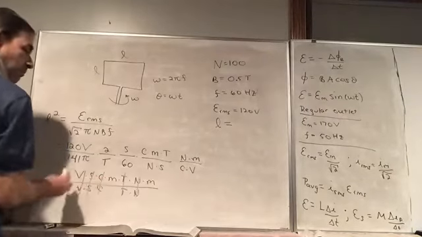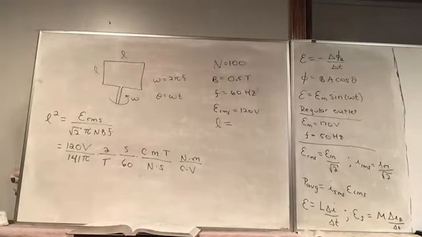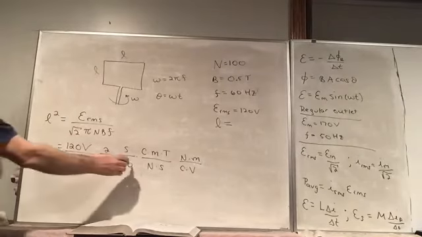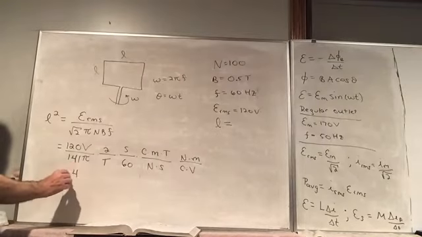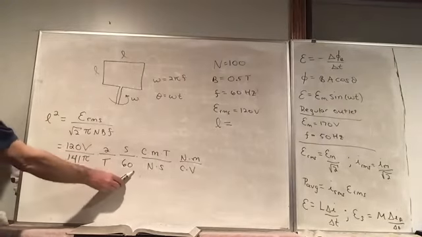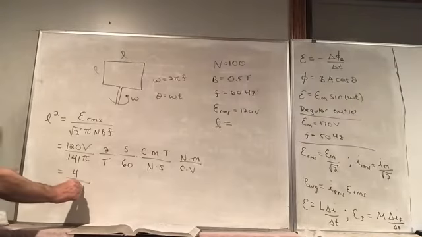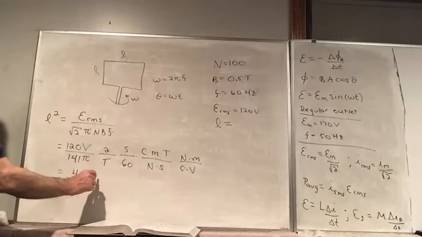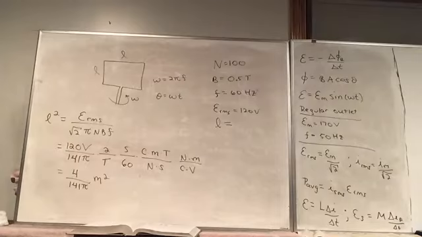Let's look at the number then. We have 240 over 60, that would be 4. So 120 times 2 over 60. So 4 over 141 pi. So we're going to get a very small number here. Makes me wonder if I'm doing something wrong.